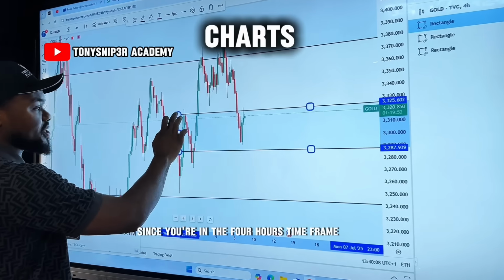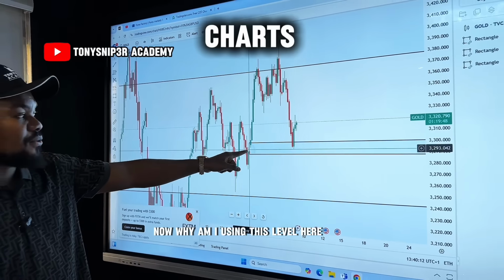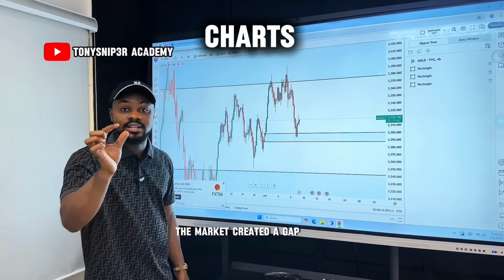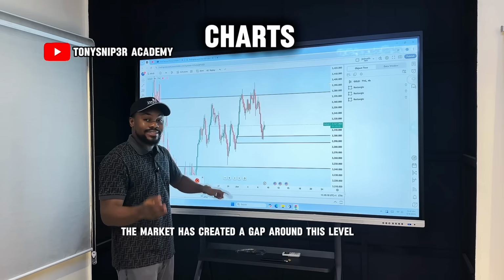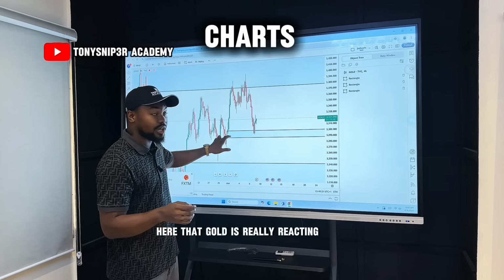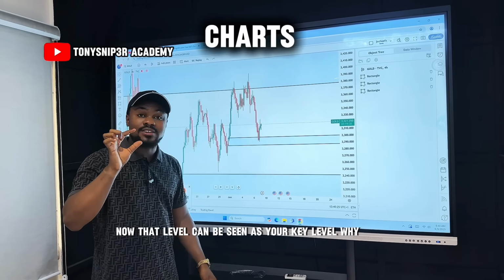How can you make it smaller since you're in the 4-hour time frame? You can reduce it to this level here. Now, why am I using this level here? Because this is the point where the market created a gap. If you check your MT5 and your MT4, you would notice the market created a gap around this level here, which gold is actually reacting on. Now, that level can be seen as your key level.